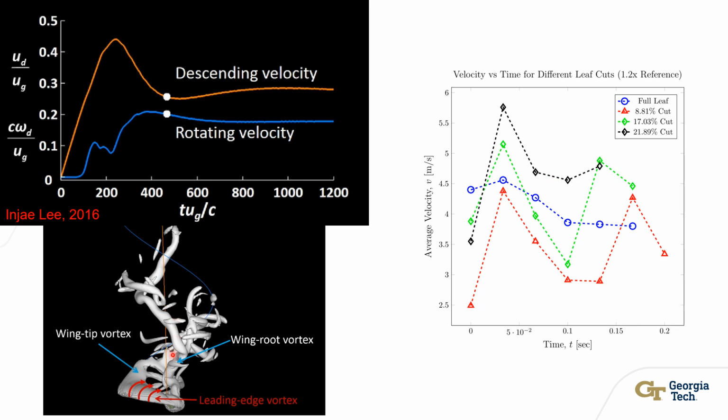And the hypothesis for this is that while we do still have a leading edge vortex, the wing root vortices and the wingtip vortices might be fairly different due to essentially the cut trailing edge of the cut seeds. And so the conclusion is that these wingtip vortices and these wing root vortices introduce stability to the maple seed and are what contributes to it reaching a steady state.